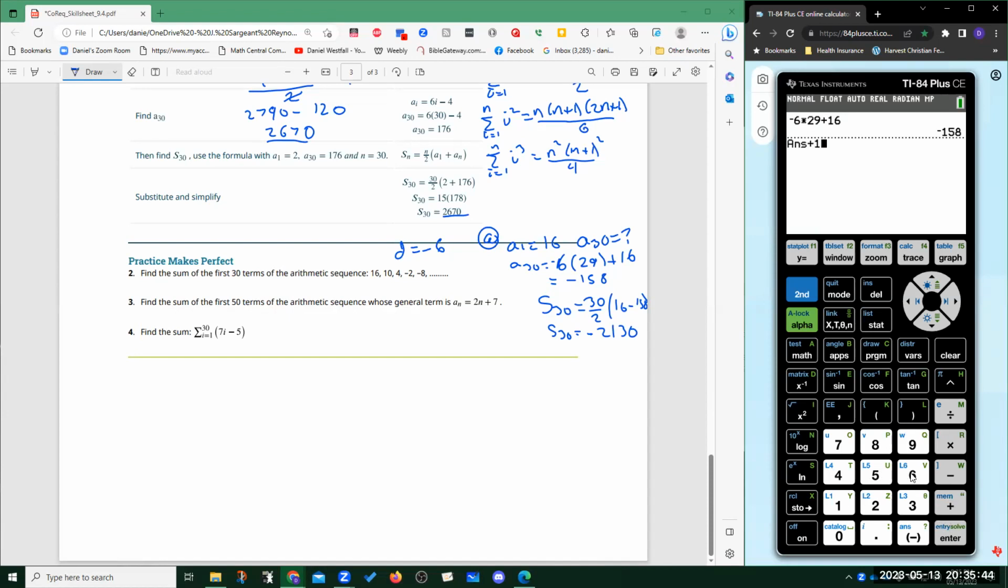Add that to my 16. It's going to be negative 142 times my 15, which is going to give me my negative 2130.